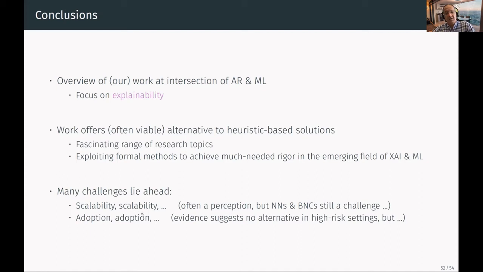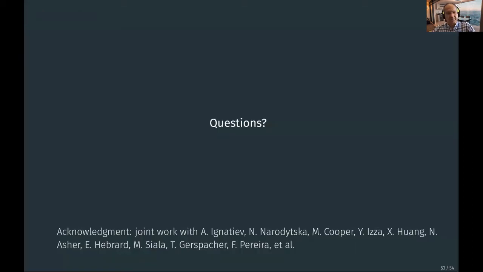And even though we can do explanations efficiently, for example, for random forests, boosted trees, and so on, and even though the evidence suggests there is no alternative in high-risk settings, really, some people are using it, but yet there is no snowball effect of adoption. So we are still working towards having others using this technology. Thank you very much. And I will be happy to answer your questions.